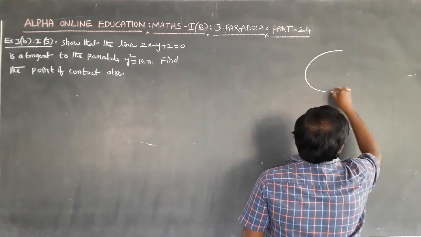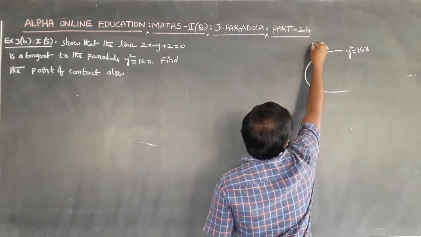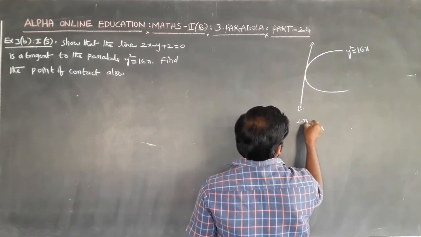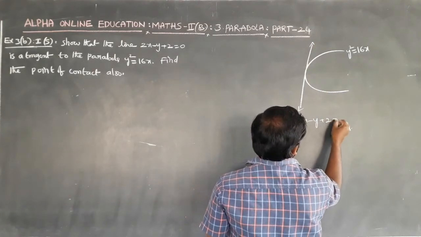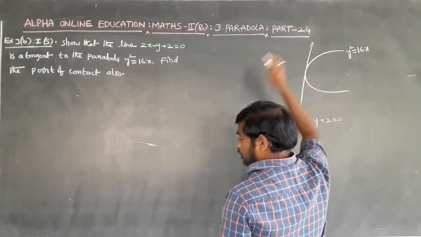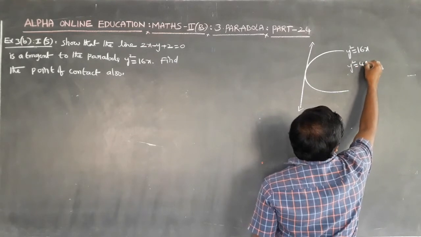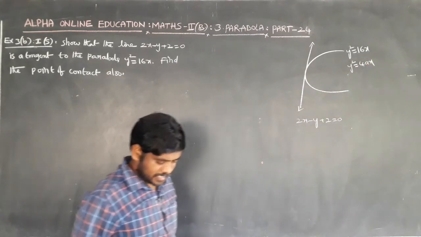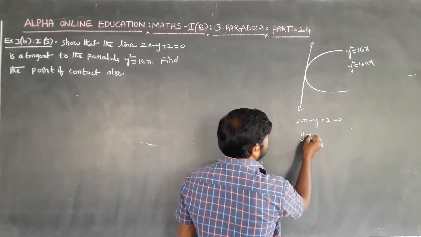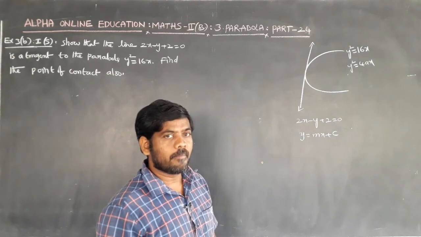This is the equation of the parabola, y square is equal to 16x. This is the line, the equation of the straight line 2x minus y plus 2 is equal to 0. Show that the line is a tangent to the parabola. Here the equation of the parabola is in the form y square is equal to 4ax. Again, the equation of the straight line transforms into y equal to mx plus c.